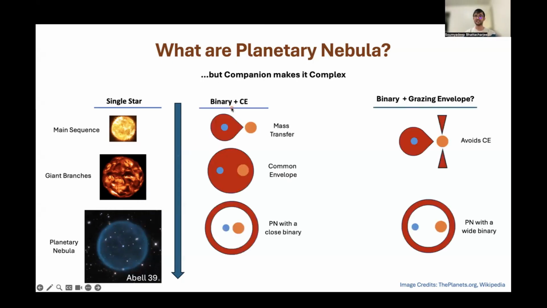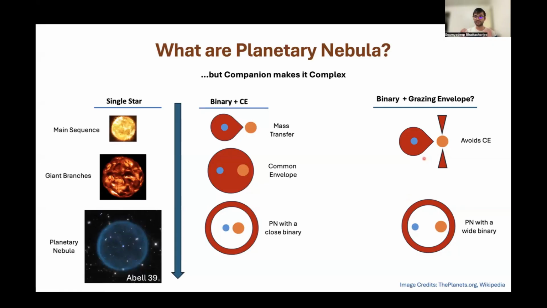But this is for a single star. Things can become very complex pretty quickly in a binary or multiple star system. For example, in a binary, the giant can completely engulf its companion, creating something called a common envelope, which results in a planetary nebula, but with a close binary sitting inside, where the two stars, one being the white dwarf, are orbiting around each other with a period of a few hours to a few days. There are also theories to avoid the common envelope totally, which creates a planetary nebula, but with a wide binary inside, where the period now is a few months to a few years.